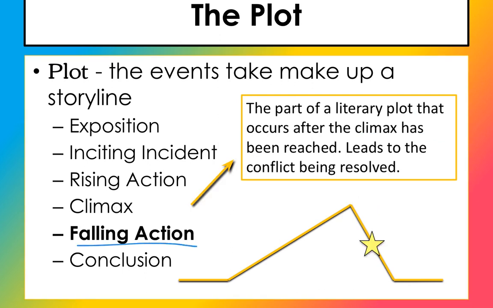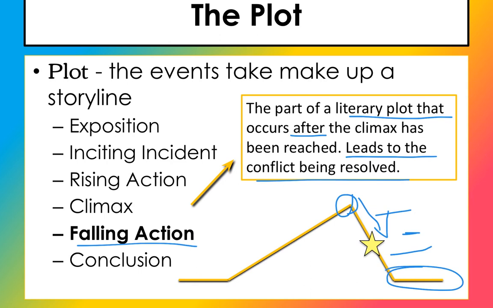Then falling action starts after the climax. It's kind of after you chug up that roller coaster's first hill and you drop off that first hill. The peak of it is the most exciting point. And now the falling action. It's the part of the plot that occurs after the climax has been reached. It leads to the conflict being resolved. So the falling action is usually a series of events that lead to this last part, our conclusion or resolution.